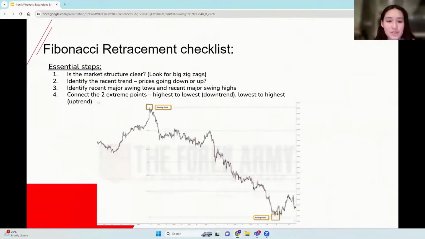Okay, so let's get started with our Fibonacci retracement checklist. Some essential steps. Firstly, is the market structure clear? We want to look for big zigzags or big price movements. Secondly, identify the recent trend, so are prices going down or up. And thirdly, we want to look for recent major swing lows and recent major swing highs, followed by connecting the two extreme points, so the highest and lowest, or the lowest to the highest point, if it's an uptrend.